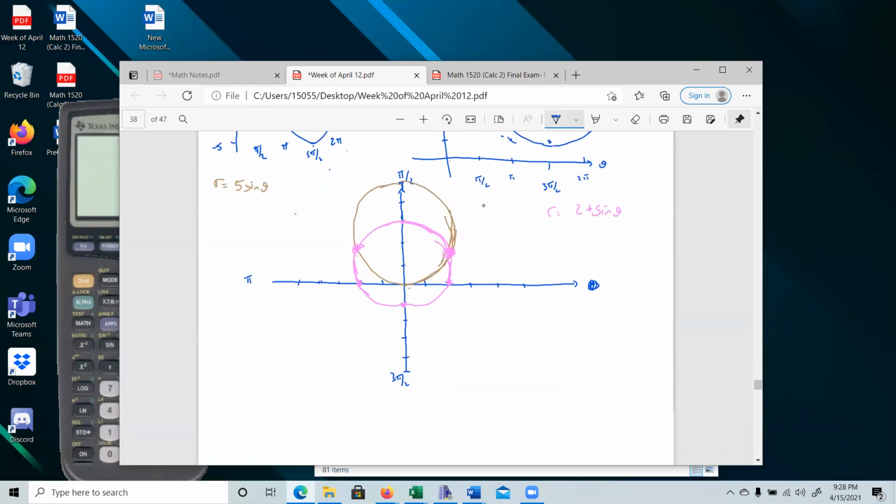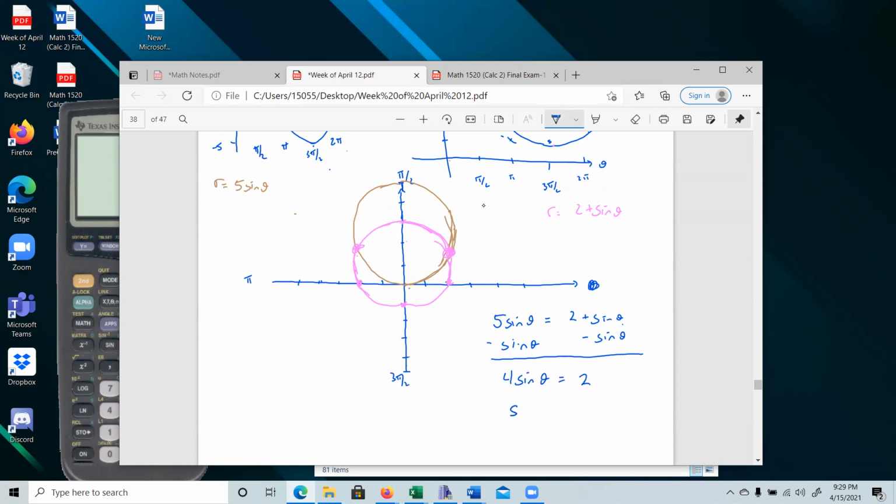So how do we do that? Well, what we're going to do is say 5 sine theta must be equal to 2 plus sine theta. Oh, they're both sines. The arguments are both theta. Wow, somebody must really love me to come up with a problem this nice.